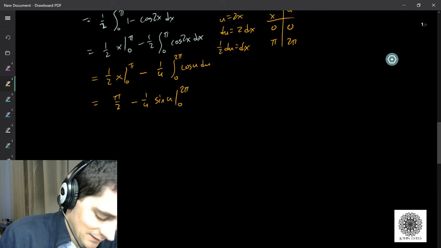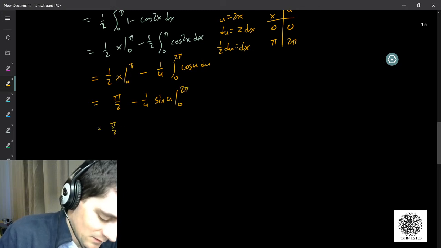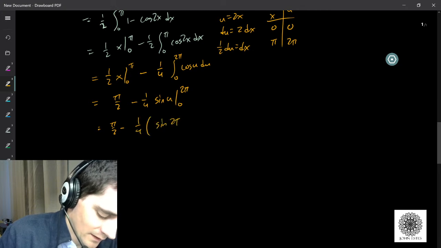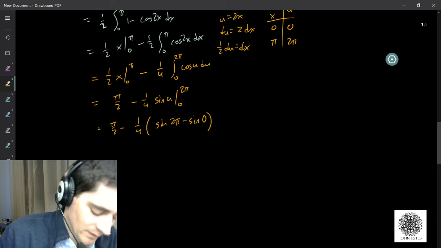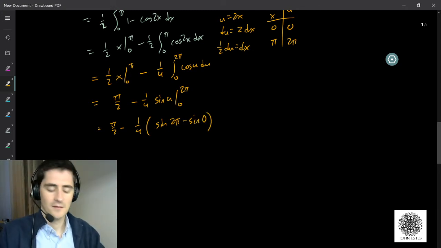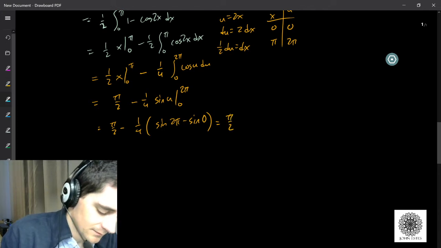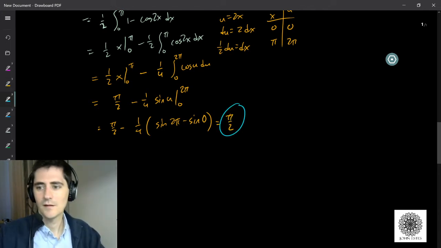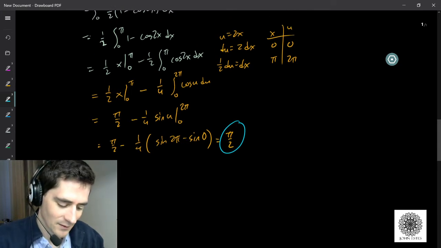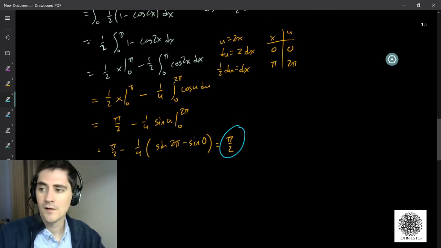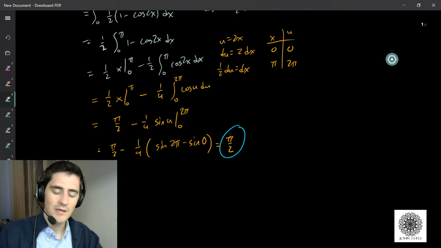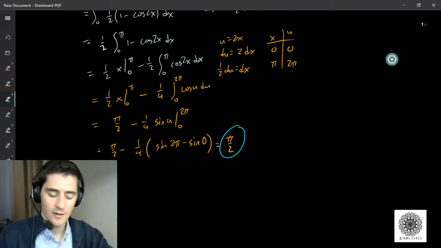But notice, we end up with pi over 2 minus 1/4 times (sine of 2 pi minus sine of 0). But sine of 0 and sine of 2 pi are the same thing, right? So this all ends up being just the value pi over 2. Okay, I hope that makes sense. The definite integral part is something we've seen before. I want you to know how to do that, but that's not really why we bring out this example.